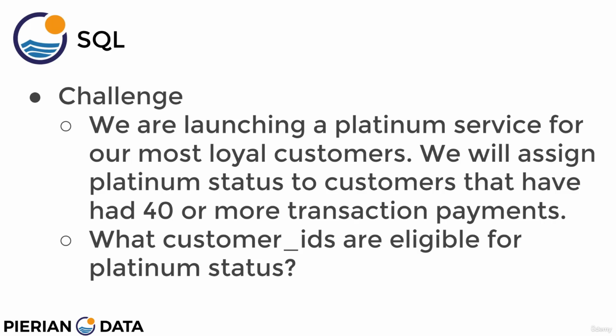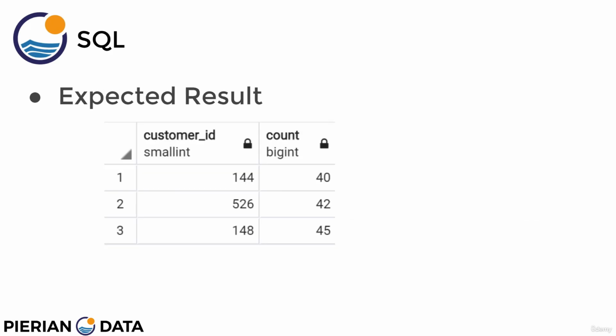Okay, here comes the expected result. So the expected result are these three customer IDs. And if you want, you can also show how many transactions they had. We can see here that there's 3 people that have had 40 or more transactions.